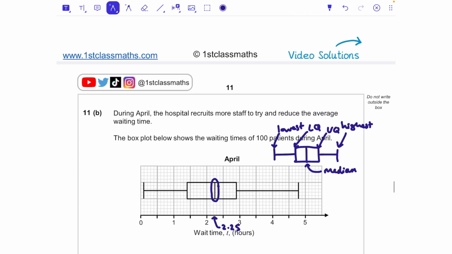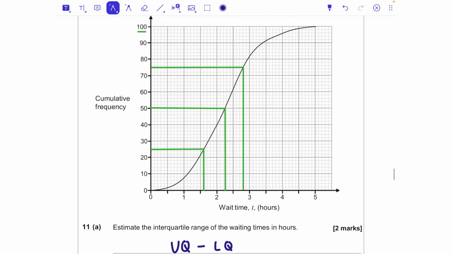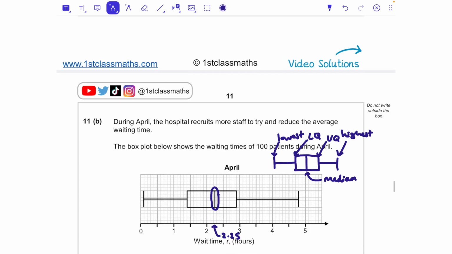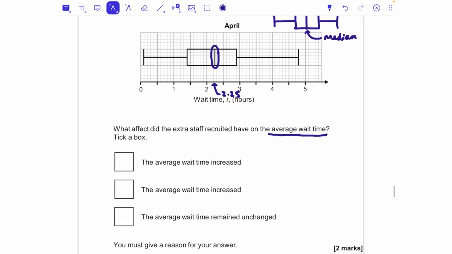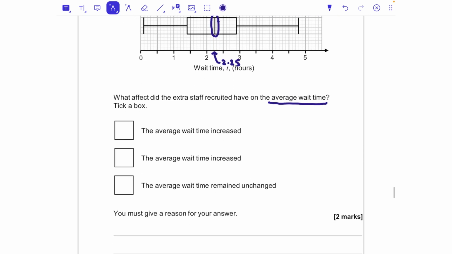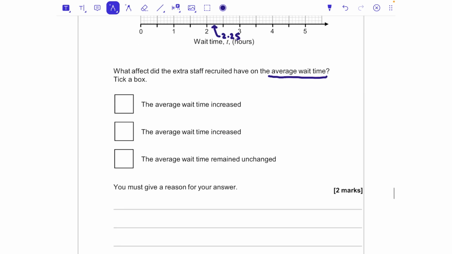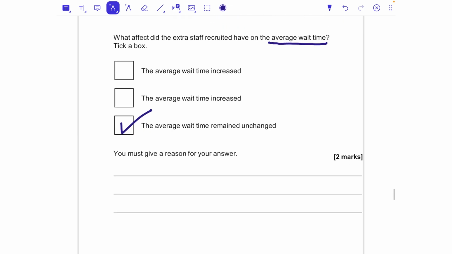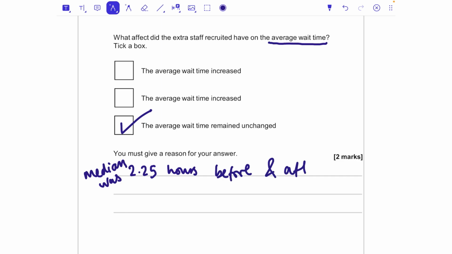Now, we already did it on the top one. In part A, we already said that actually the median was here at 2.25. So we can see that actually, despite their efforts, the median, the average, has not changed. So what effect did the extra staff recruited have on the average wait time? Actually, the average wait time remained unchanged. You must give a reason for your answer. So it was 2.25 hours. The median was 2.25 hours before and after.